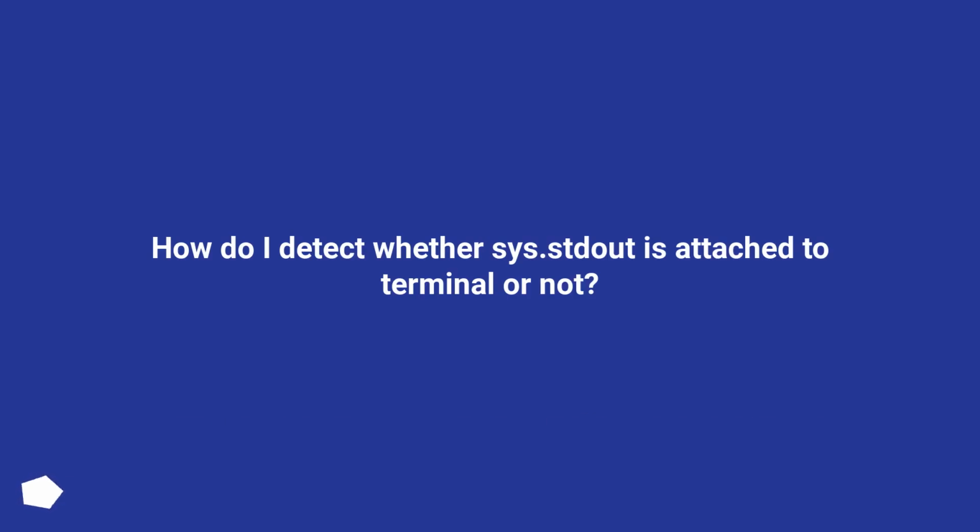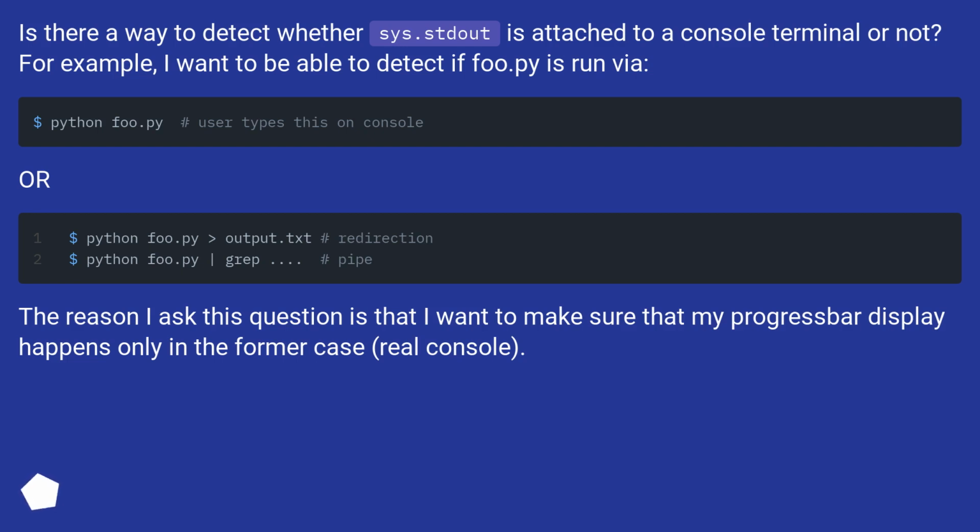How do I detect whether sys.stdout is attached to a terminal or not? Is there a way to detect whether sys.stdout is attached to a console terminal or not? For example, I want to be able to detect if foo.py is run via a console or piped.